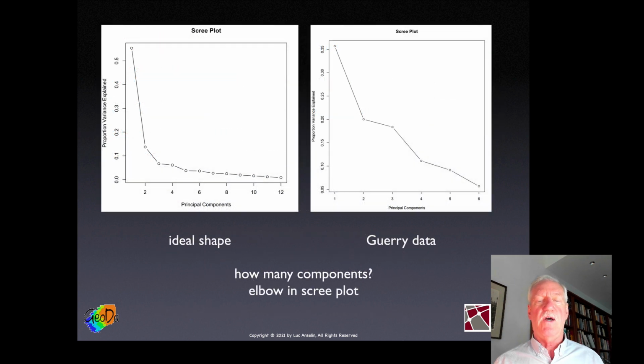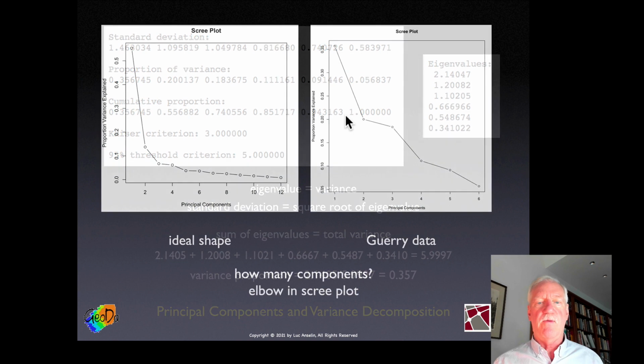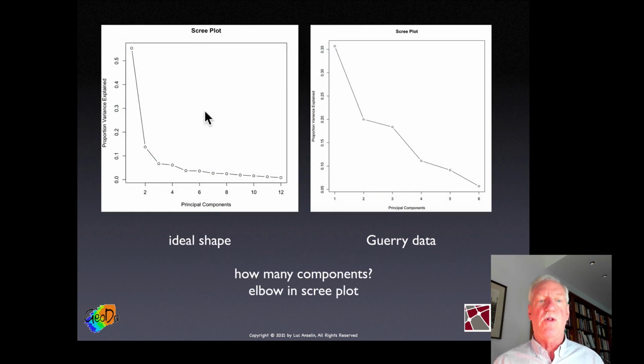The second aspect, before I get there, as I mentioned here, the Kaiser criterion tells us how many principal components we should use based on the eigenvalues. The 95% threshold criterion, same thing, based on the cumulative proportions. Now, we can also visualize this, and we can go 2 routes. This is called the scree plot, and the scree plot shows the proportion variance explained by each additional principal component. So we start here, then it drops even further.